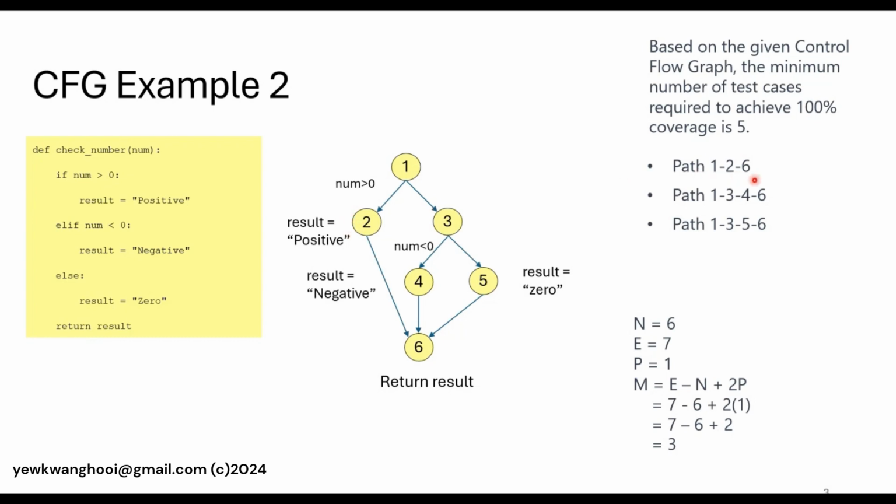Then the expected outcome is positive, right? So this is testing 1, 2, 6. You want to test 1, 3, 4, 6. The expected outcome is result negative, right? Result negative. So I look at the condition before it: num must be less than 0. Okay.